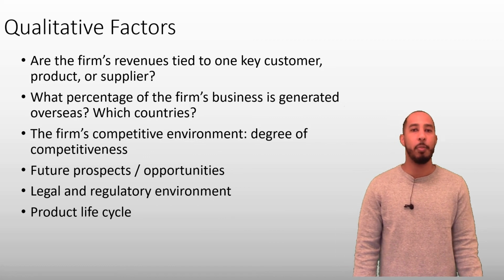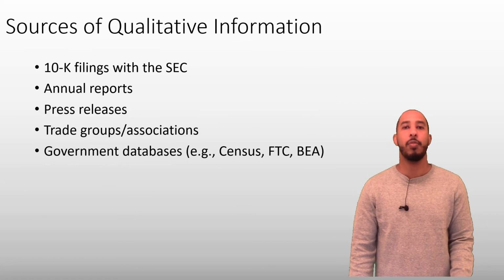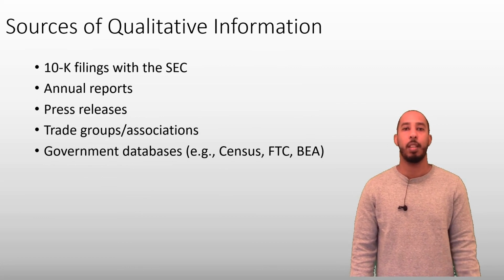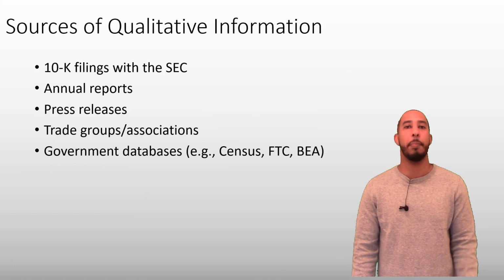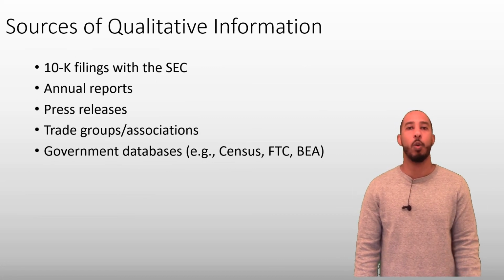Where can we find this information? You can start with the annual report. Typically, they go into great detail on all the issues the company faces. Industry trade groups like the Alliance of Automobile Manufacturers or the American Beverage Association can provide key industry-related information. And government sources like the Federal Trade Commission or the Census can provide useful resources as well.